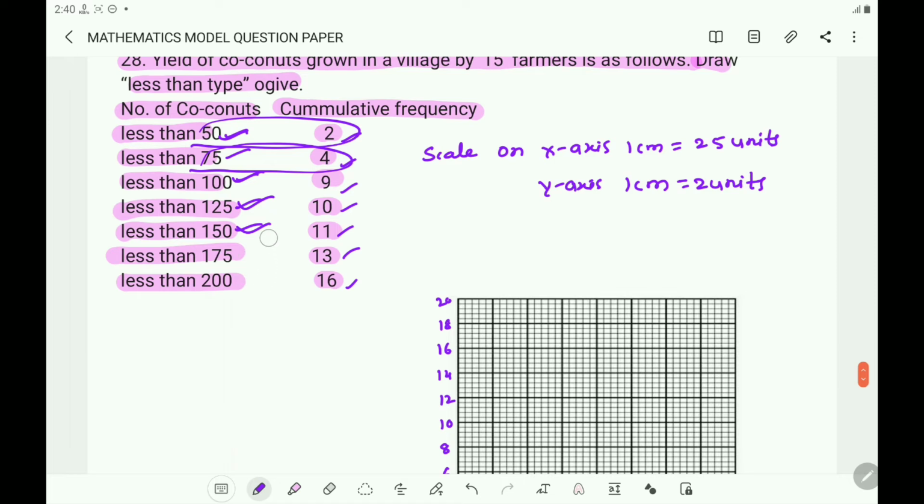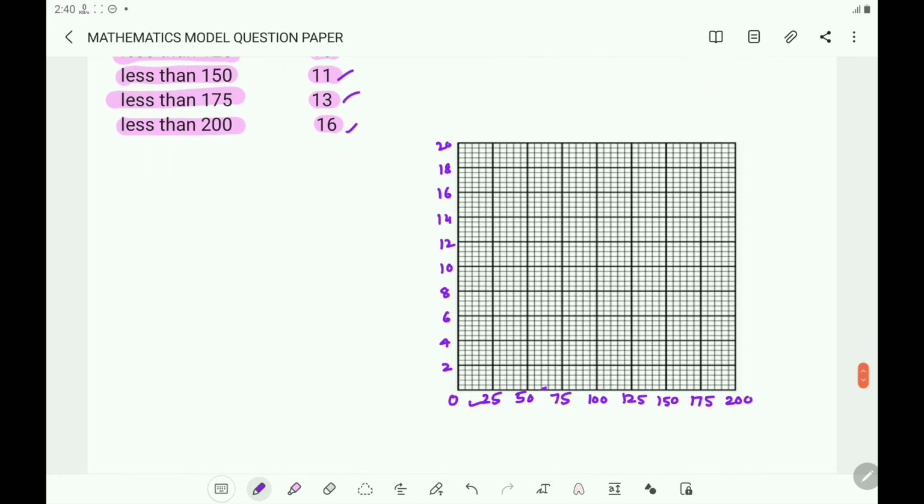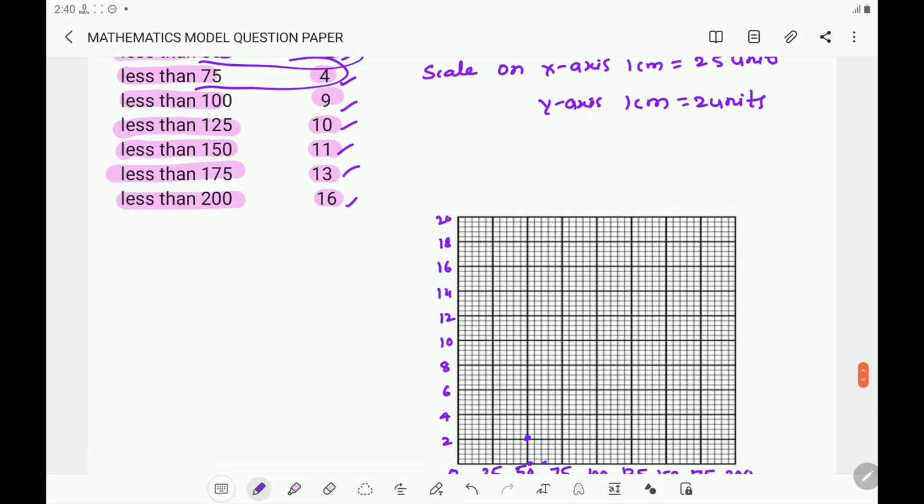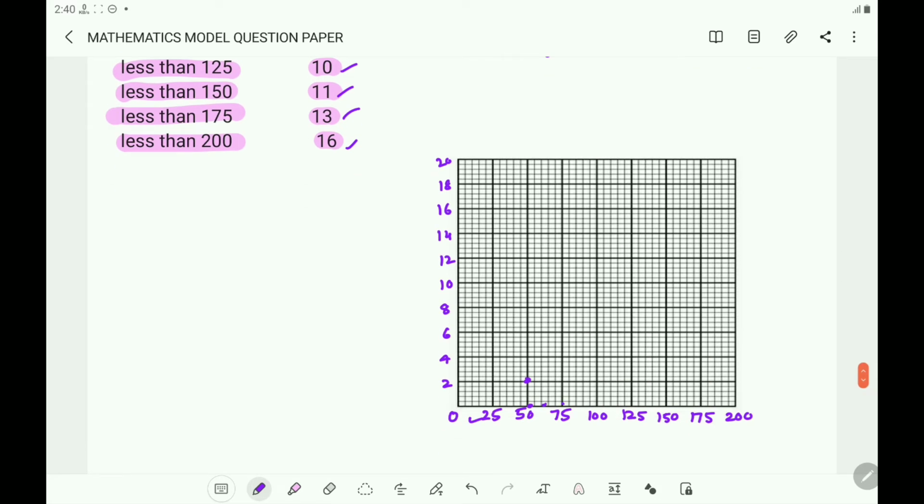Then here 52, mark the points. 50 comes here, 2 means this one. Here you mark. Next 75, 4. 75 is here, 4 is the point.